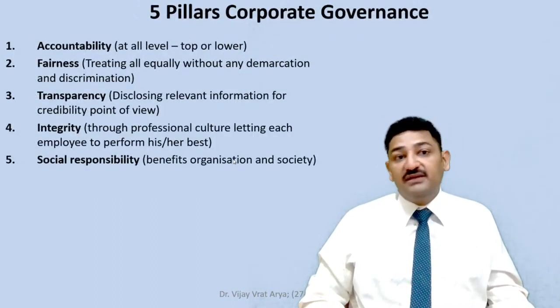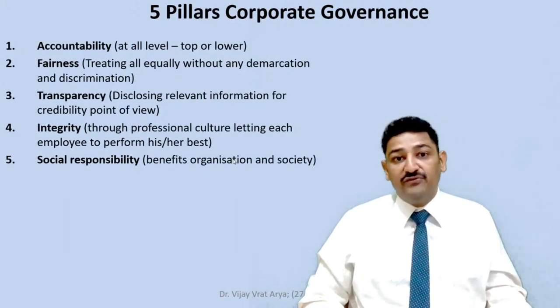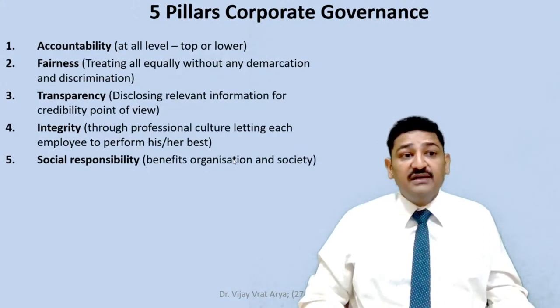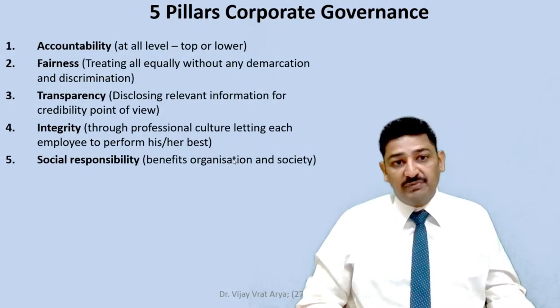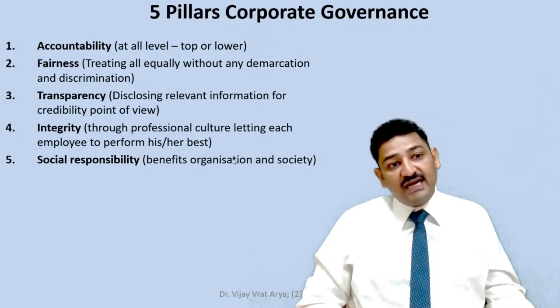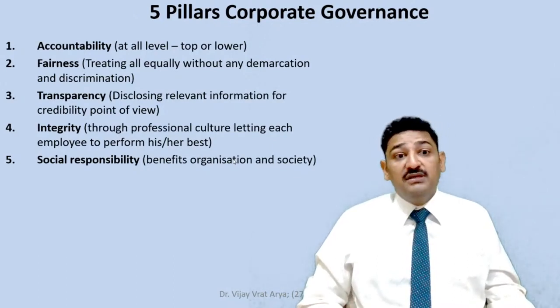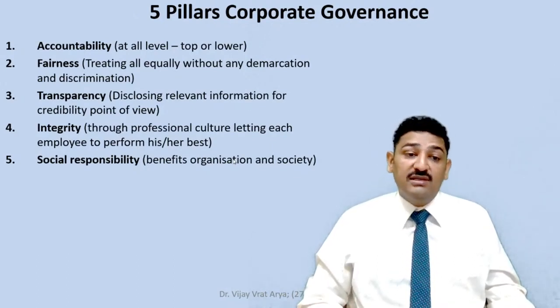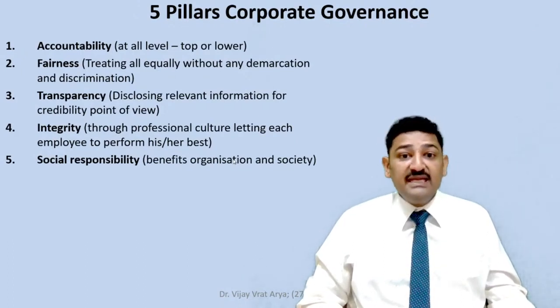Five important pillars, as we discussed from the corporate governance point of view, make it more effective. Among them is accountability, and that accountability is at all levels, not just at the top level, but at the middle and the lower level. The second aspect is fairness, that is, treating all stakeholders, all the parties, all the associates equally, without making any demarcation or discrimination.